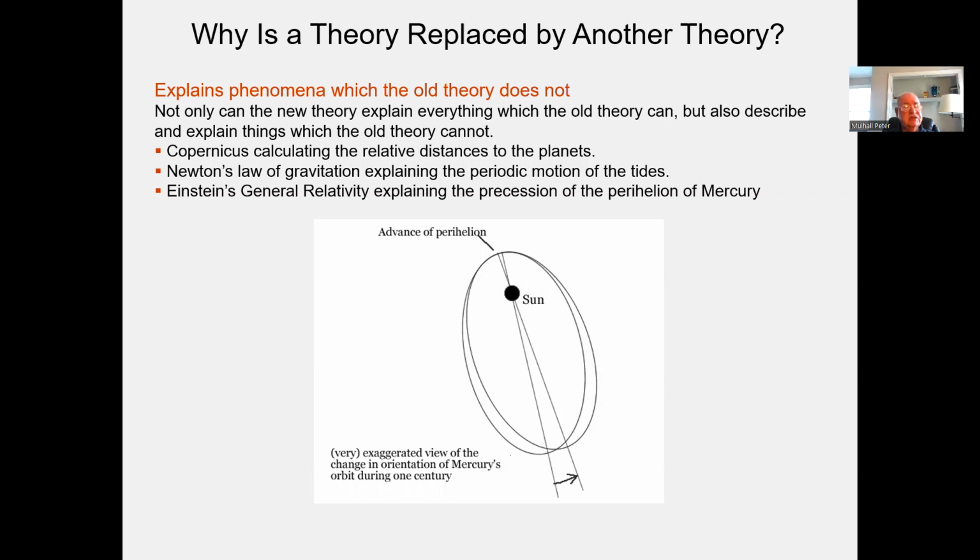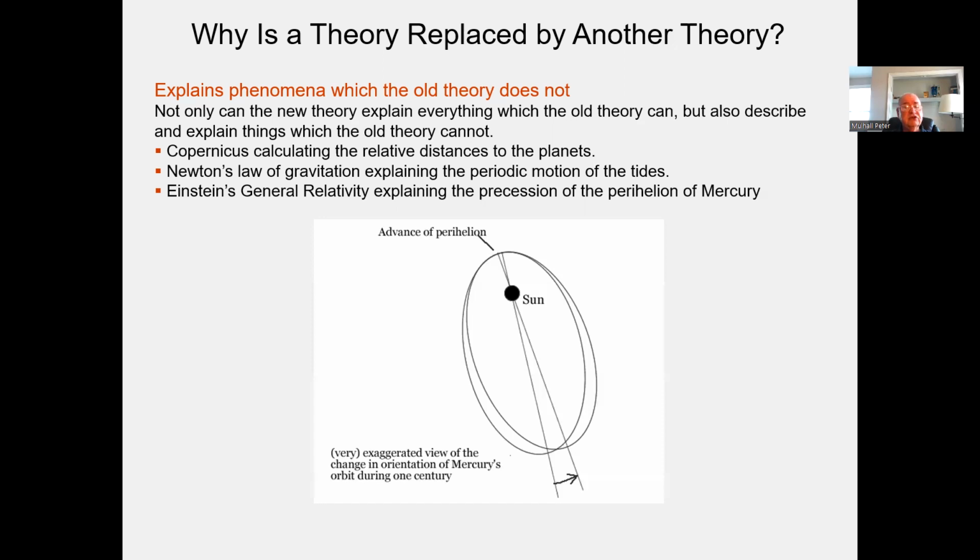Well, one reason is that it explains phenomena that the old theory doesn't. Duh. Yeah, that'll do it if a new theory does a better job, if it explains things that the other one can't. Some examples: Copernicus was able to calculate the relative distances of the planets. If you call the distance from the Earth to the Sun 1, he was actually able to calculate using his new theory, his model, that Mars was 1.5 distance from the Sun, that Jupiter was 5 units of the Earth from the Sun, etc. Ptolemy's system could never do that.